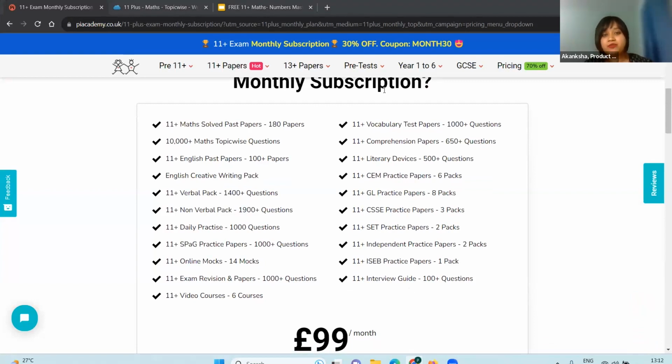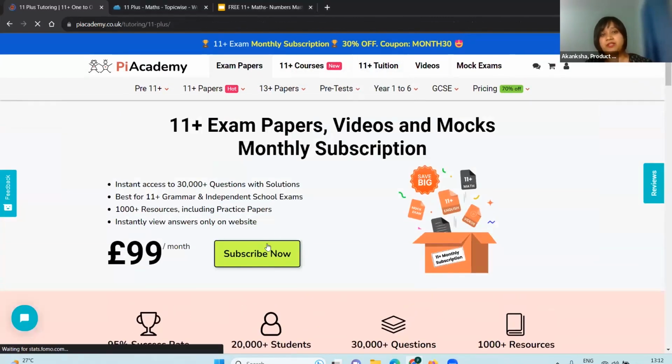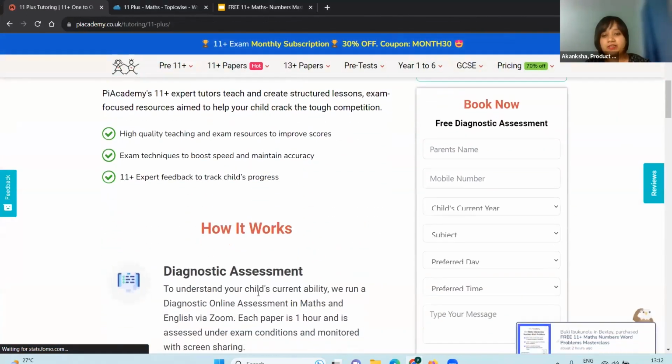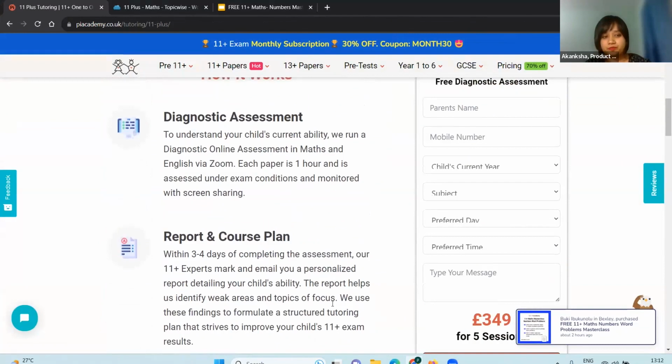So Yashasvi, to know the price for one-to-one tuition, just head over to 11 plus tuition, and you can fill up the form here. As you can see, the price is listed over here.